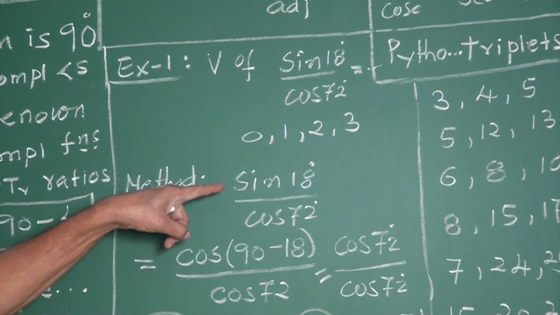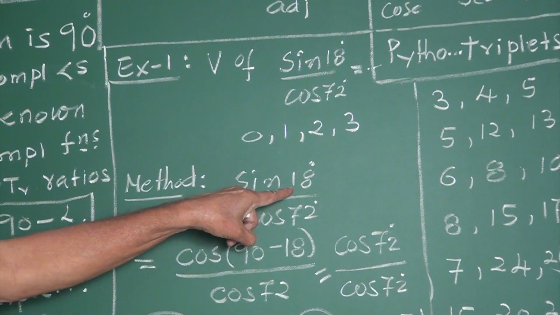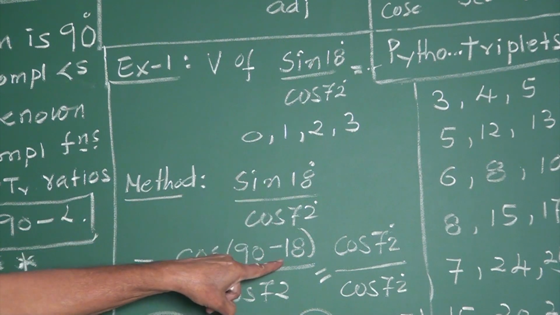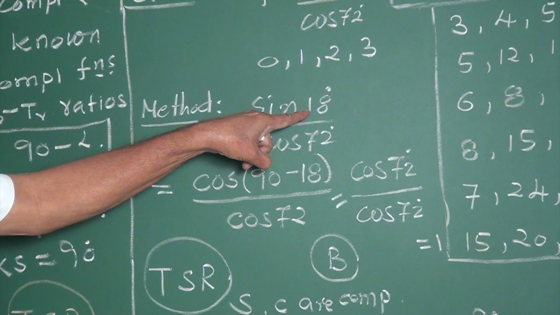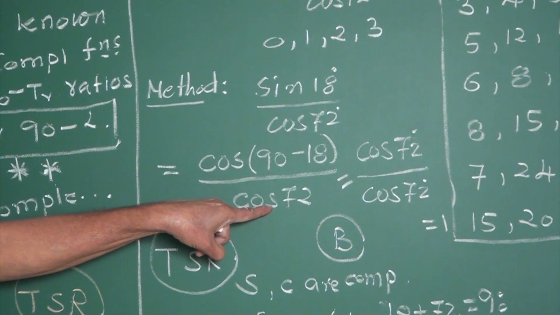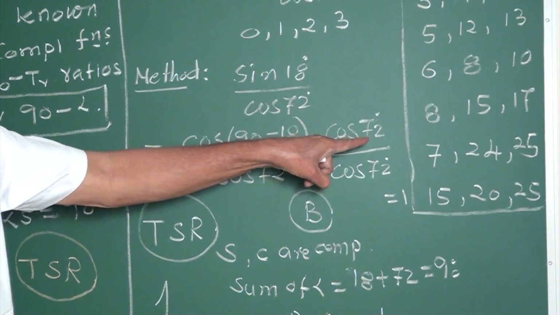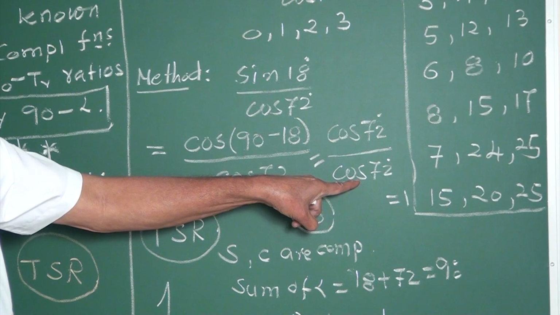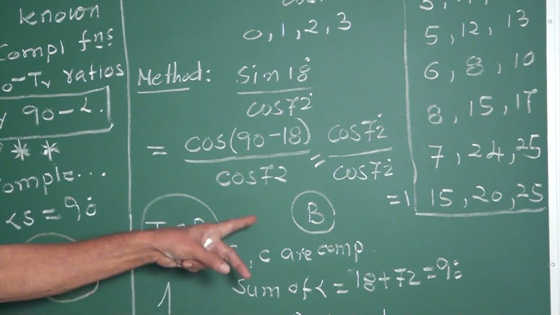What have I done here? I have changed from sine to cos. Your method says: replace the angle by 90 minus the angle. If you change from sine to cos, replace the angle by 90 minus the angle. This is as it is, cos 72. Simplify this: 90 minus 18 is 72. Cos 72 upon cos 72 is what? 1.